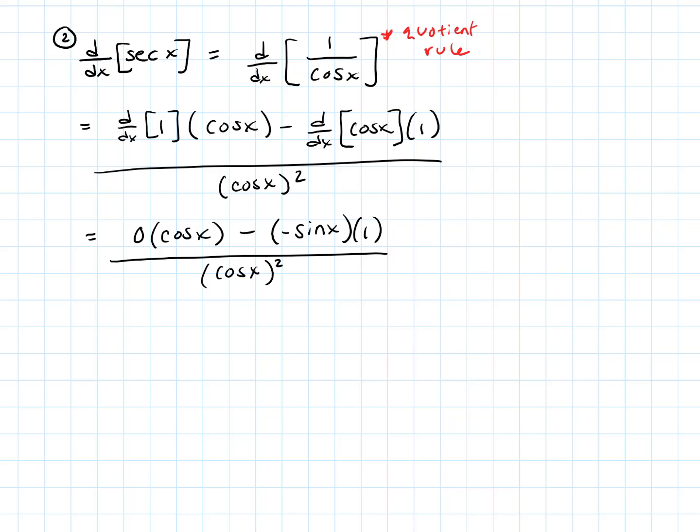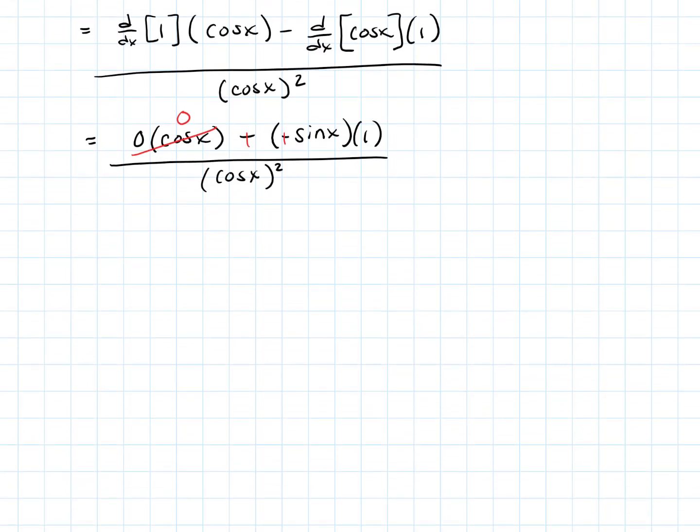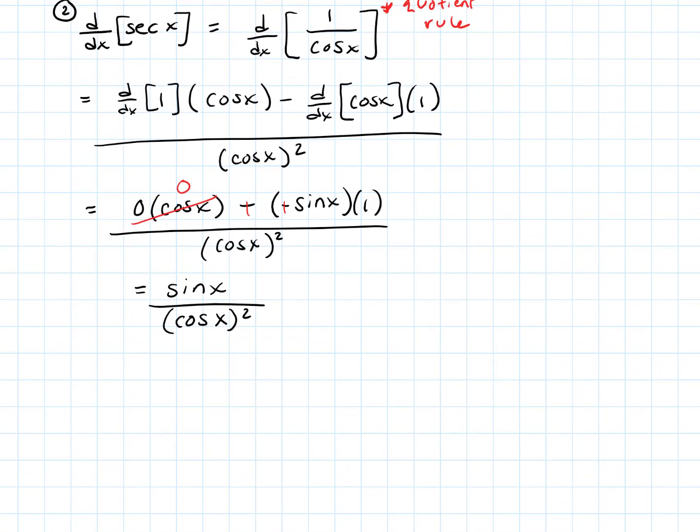Well, of course, this term is 0, and then we're subtracting a negative, so that's a plus. So we end up with simply the sine of x over the cosine of x squared. Right? Now, that is our answer. We have found the derivative. But to simplify this a little bit, I notice that I have a sine of x in the numerator, and then I have cosine of x times cosine of x in the denominator.